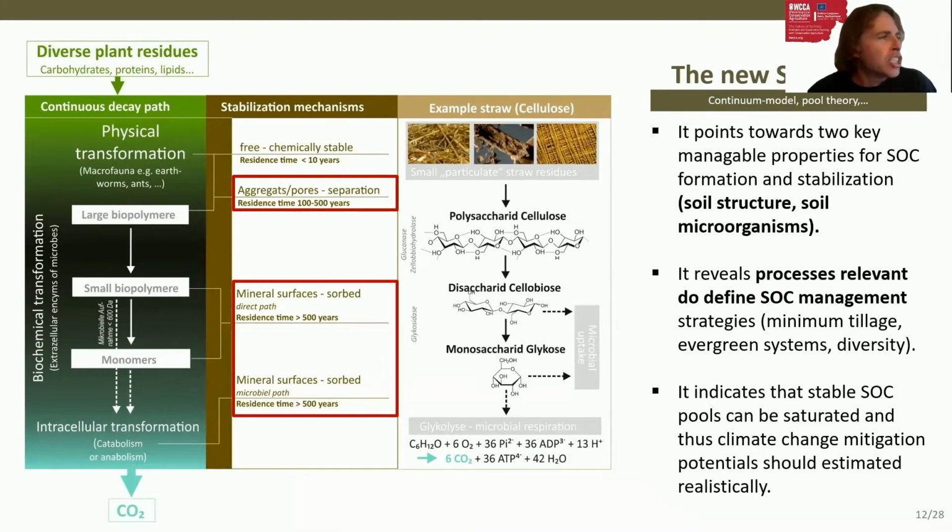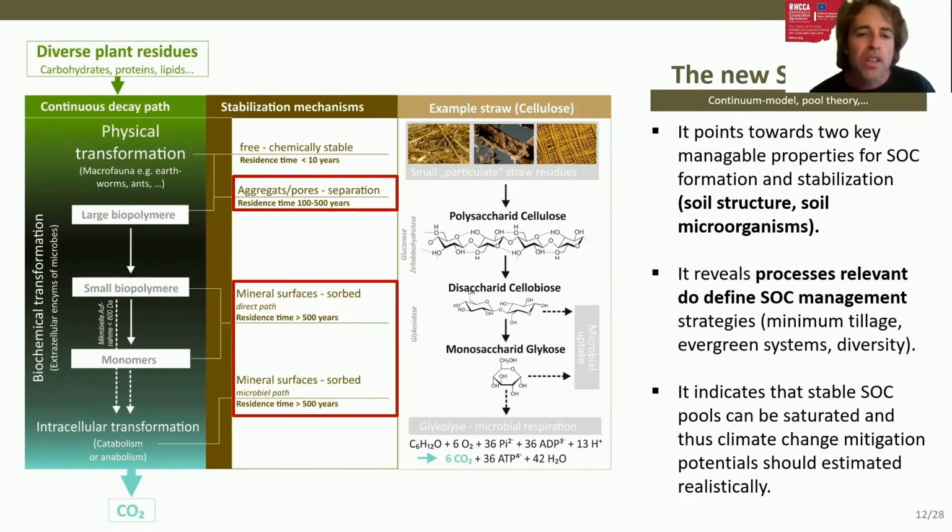Always, when we want to change something in nature, we have to understand what it is about. And in this context, the question is, what is soil organic carbon? I want to point to just two key new understandings of stable soil organic carbon. There are two main properties in soil that we should keep track of if we speak of increasing soil organic carbon. One is aggregates and pores. So soil structure is one of the key issues of higher soil organic carbon stocks. And soil structure is something that we can manage in agriculture.